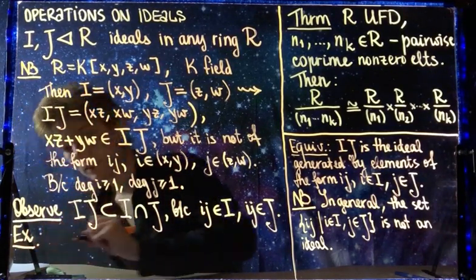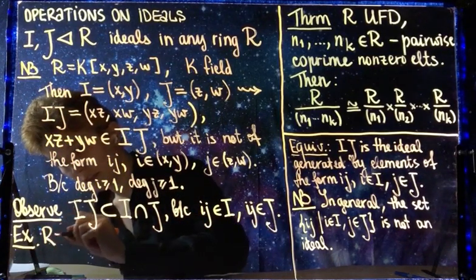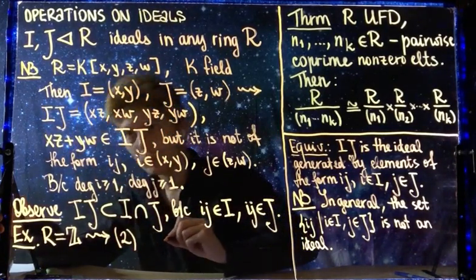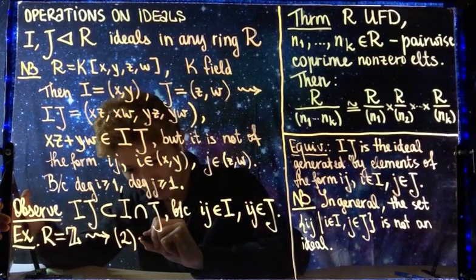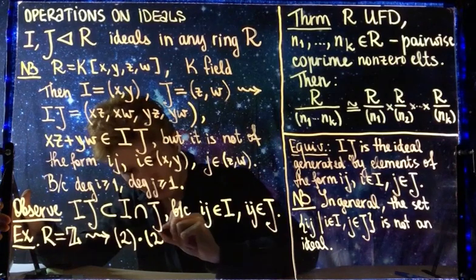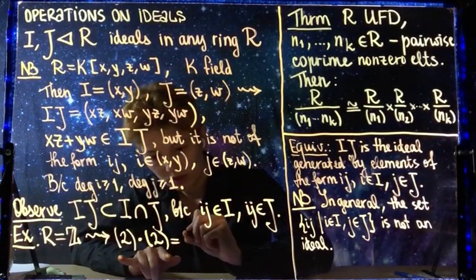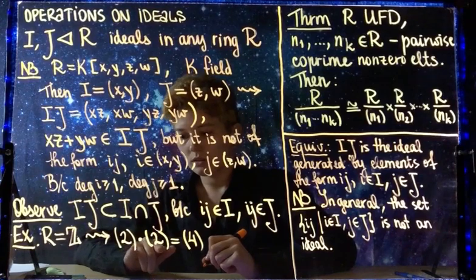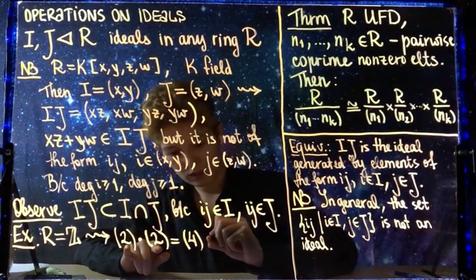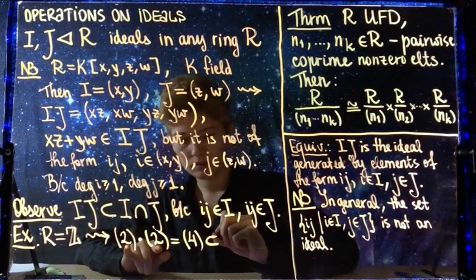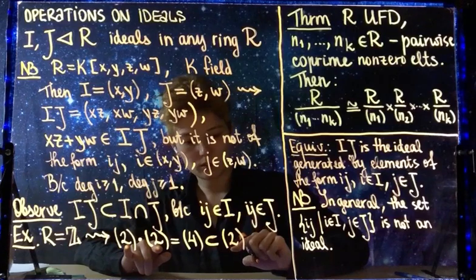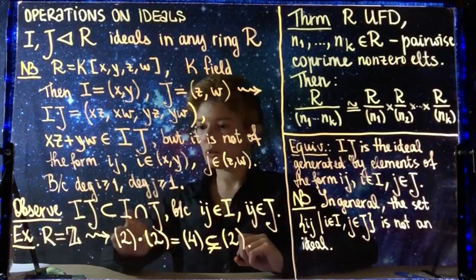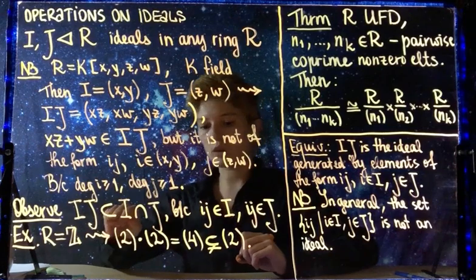And let us consider some examples. So take R to be Z. Then we can see that if we take both I and J to be equal to the same ideal generated, let's say by element 2, then the product will be the ideal generated by 4, because we multiply these generators and get 4. And this belongs to the intersection of the ideal generated by 2 with itself, which is the ideal generated by 2, but it is not equal to it. So this is not in general an equality.